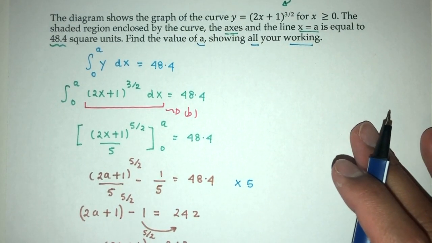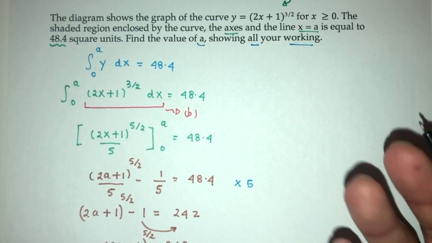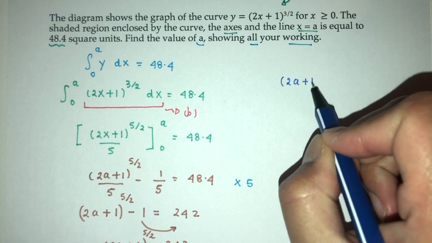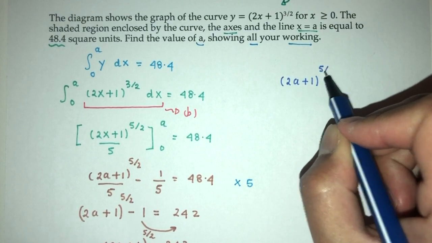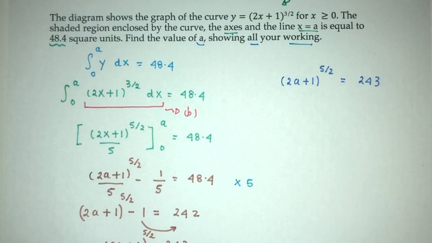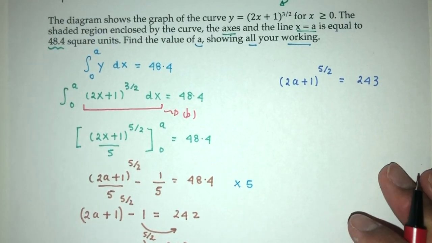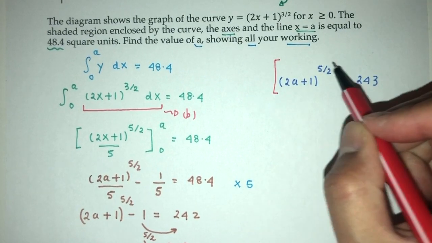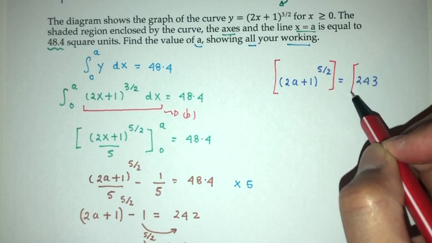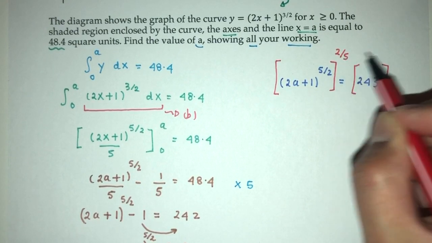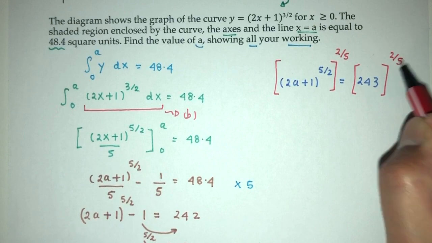So again, I think from part 3 we have seen something pretty similar when you have (2a plus 1) power 5 over 2 is equal to 243. So our idea here is to find the value of a, obviously. So we have to try to make this become the subject of formula. So we have to remove the power. So we apply a power, so we can remove that. We realize it has to be 2 over 5. Apply both sides because we want to remove this.